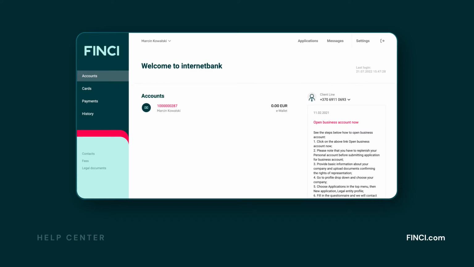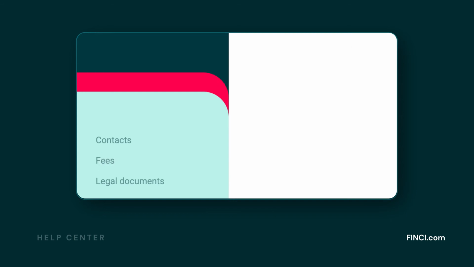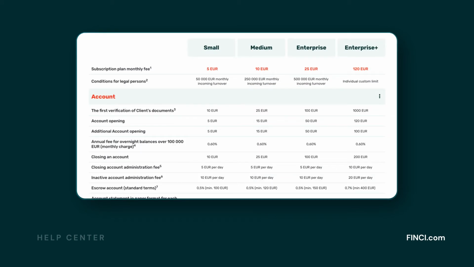To open a business account, you first have to add sufficient funds to your personal account to cover the cost of the initial document verification process. This fee varies depending on what business plan you require. If you're not sure which business plan you need, please click the fees section here. Based on your company's turnover, you can determine which subscription plan suits your needs, whether it's small, medium, enterprise, or enterprise plus. The document verification fee depends on the size of your company.